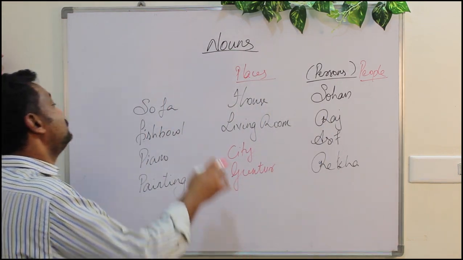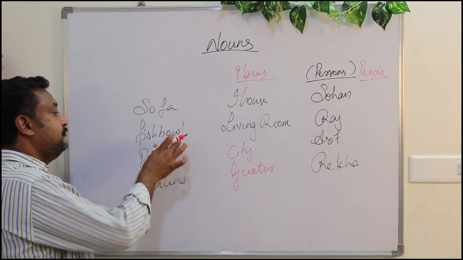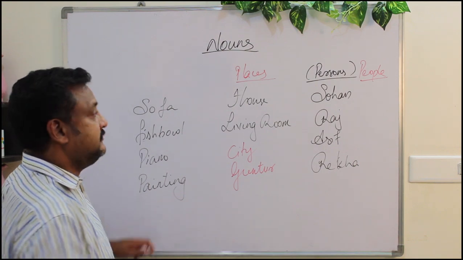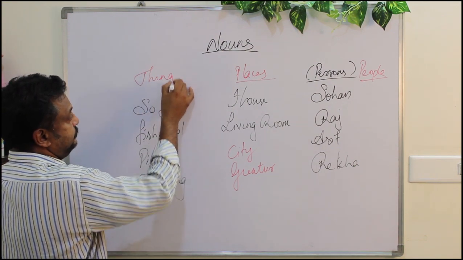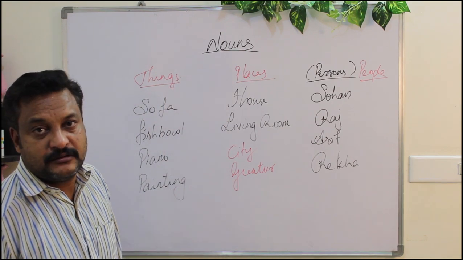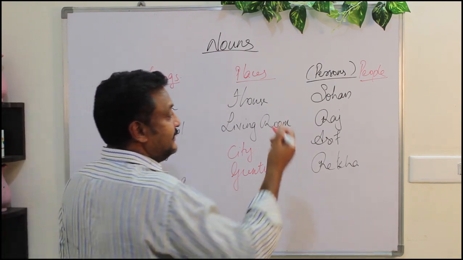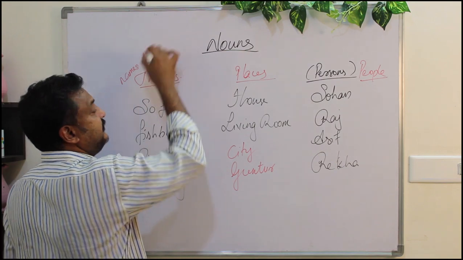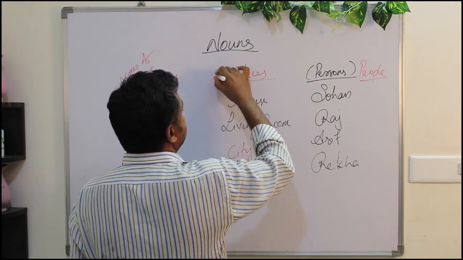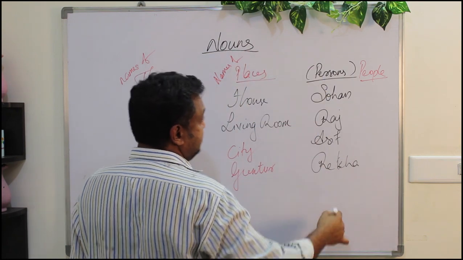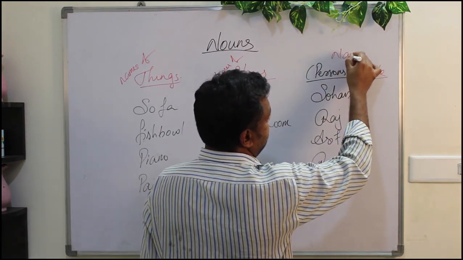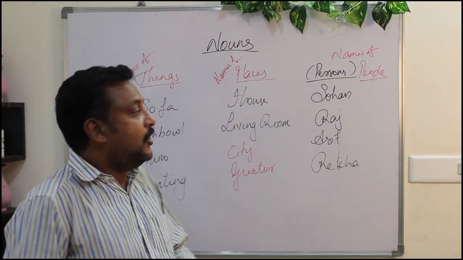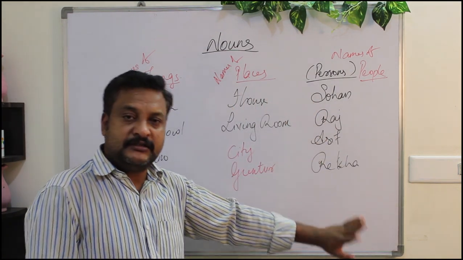And sofa is a thing, fish bowl is an object, a thing, piano is a thing, painting is a thing. So these are the words that show names. These are names of things, these are names of places, and these are names of people. All these are different names that we have gathered from this lesson.